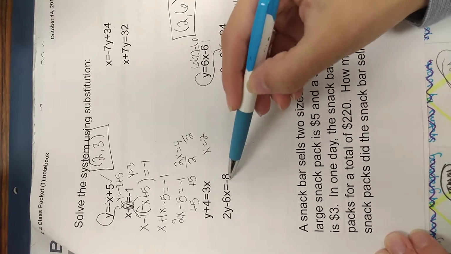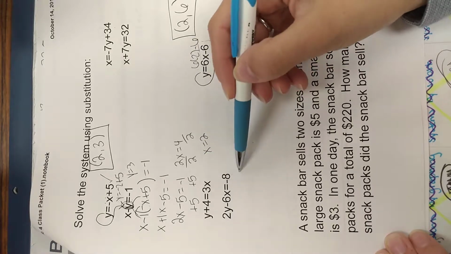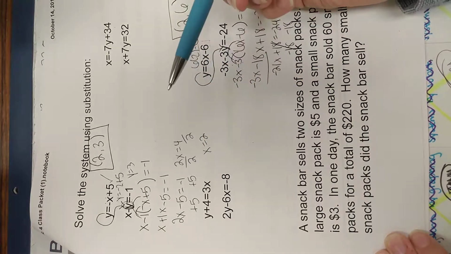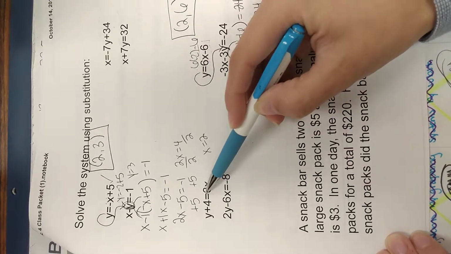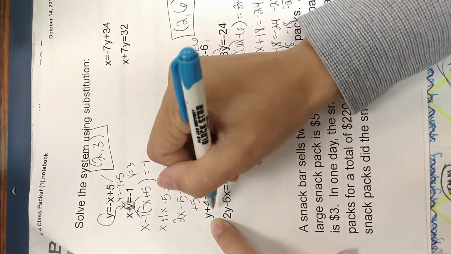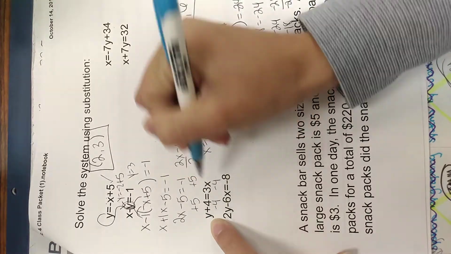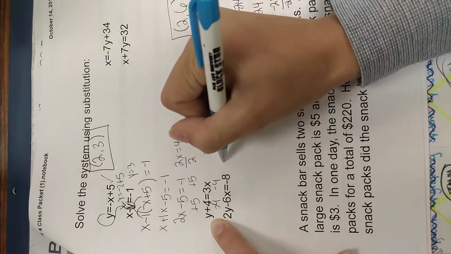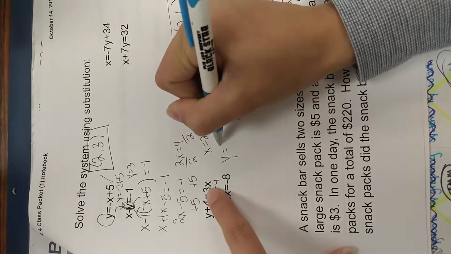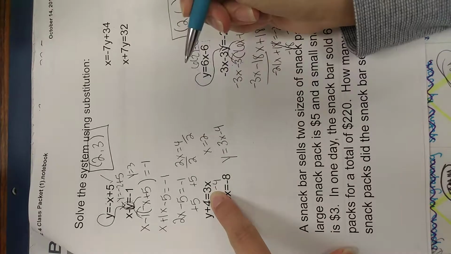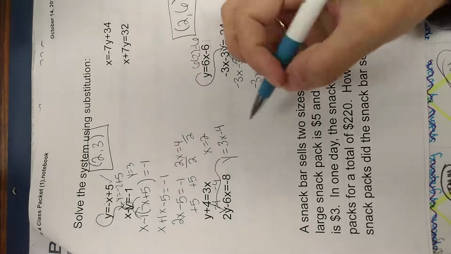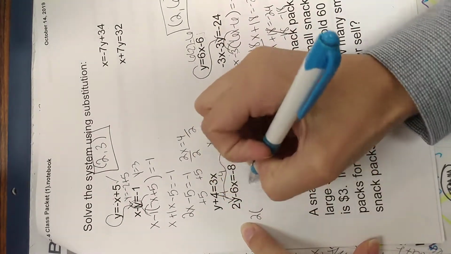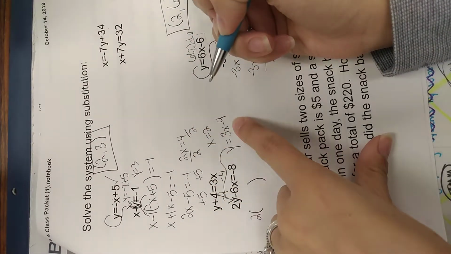Now this one right here, if you look, neither of them are in the correct form. So you need to choose one to put into y equals mx plus b. I would do the one that looks easier, which to me is the top one. To put this in y equals mx plus b, I just have to subtract 4 from each side. So y equals 3x minus 4. And now that it's in correct form, I can go ahead and put it in for y. Instead of y, I put 3x minus 4.